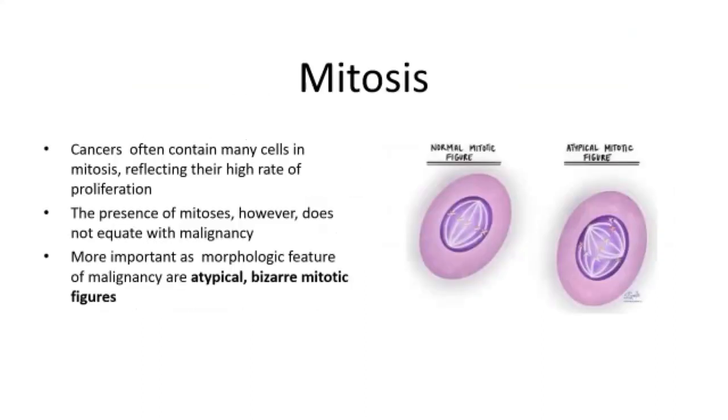And the next part is mitosis. Cancer cells often contain many cells in mitosis, reflecting their high rate of proliferation. The presence of mitosis, however, does not equate to malignancy. More important morphologically is the atypical, bizarre mitotic figure. So there are two points here. Malignant cells, benign cells, and normal cells all contain mitosis, but the distinguishing feature in malignancy is atypical mitosis.